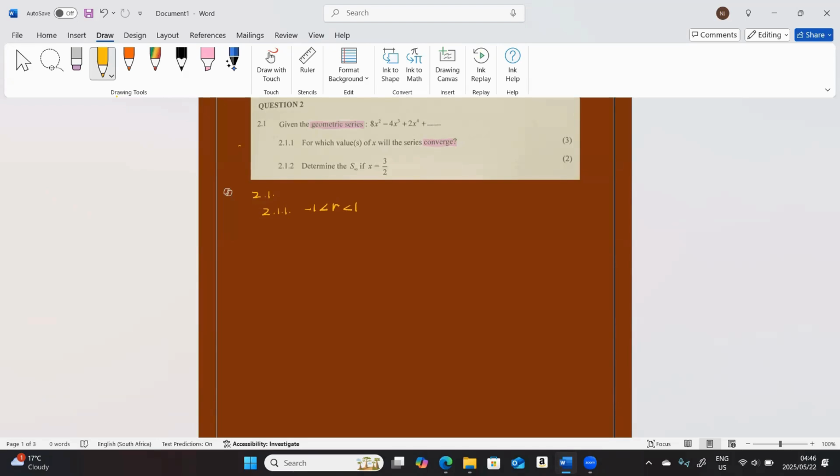So we know they are asking for values of x. Can you see, for which values of x will the series converge? In the three terms that were given to us, they have x's inside. So we are going to use that, and that is how we are going to incorporate x's into this principle over here, and then we will be able to solve for x using these inequalities. So let's get started then.